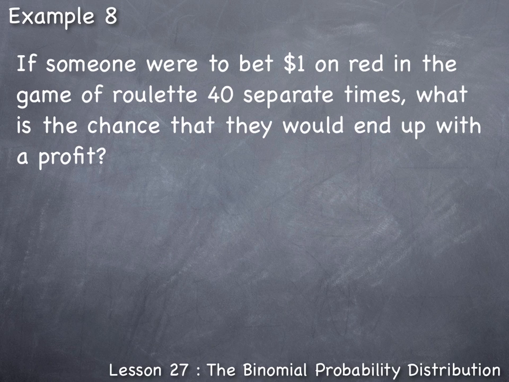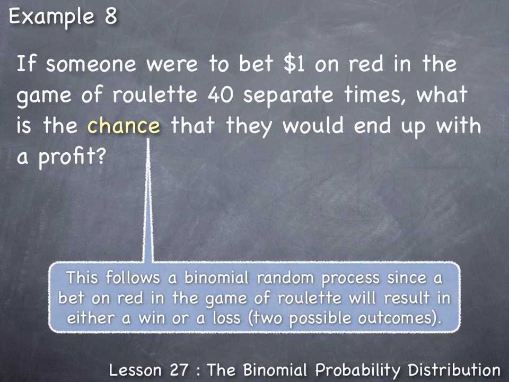So here we're trying to answer a question about what is the chance that this occurs. The chance is just another way of asking for a probability. So to find this probability, we focus on this random process, which is betting $1 on red. Well, this follows a binomial random process, since a bet on red in the game of roulette will result in either a win or a loss. That is, two possible outcomes.